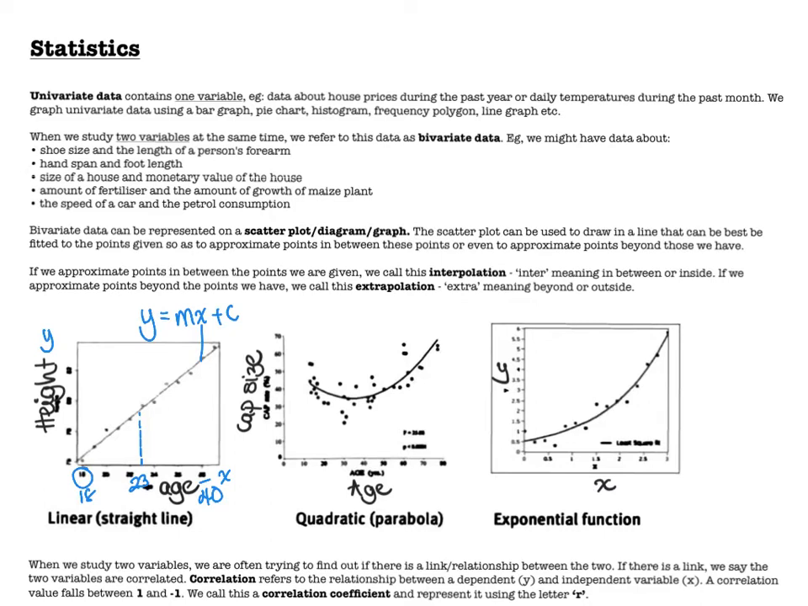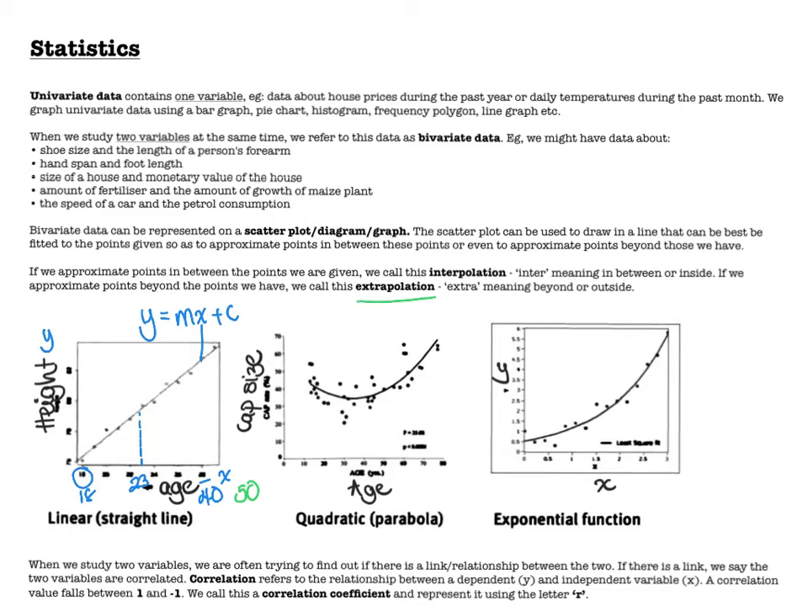Since those are your maximum and minimum values, 18 and 40, if you are told to approximate a value that is outside your given data set, say, for example, they ask you to approximate something for someone that is 50 years old, the point here, 50, is outside your given range. So that would be called extrapolation.